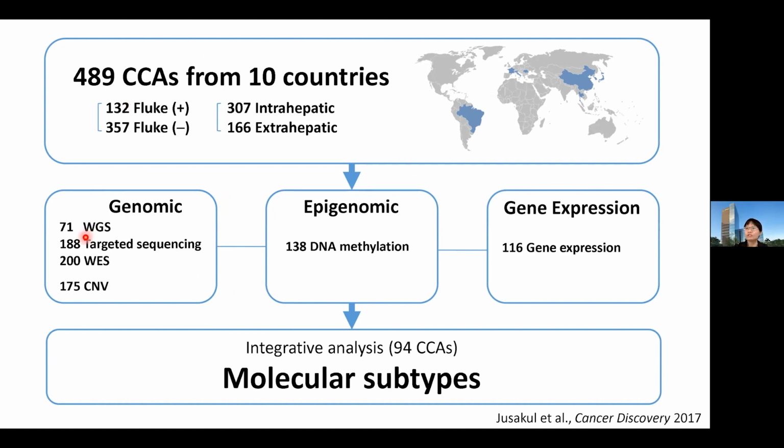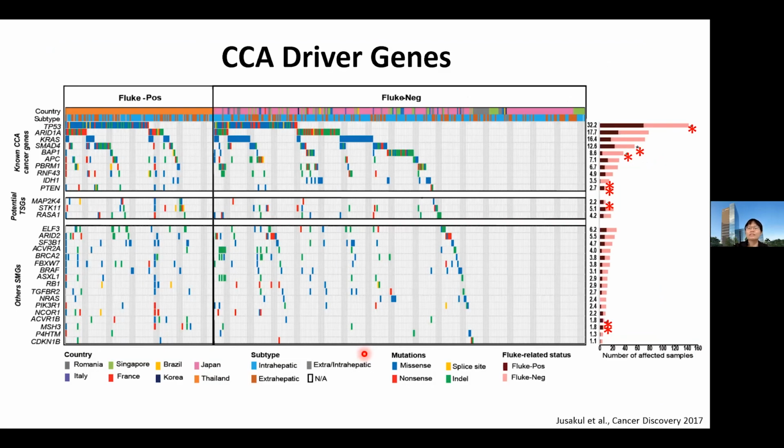We have performed whole genome sequencing, targeted sequencing, exome sequencing, and DNA methylation array, as well as looked at gene expression using microarray or RNA-seq. We analyzed these data sets separately and also integrated them together so that we can more precisely subtype the different cholangiocarcinoma cases of diverse population molecularly. From our genomic studies, we have found many cholangiocarcinoma driver genes based on the prevalence of the mutation in our cholangiocarcinoma cohort.